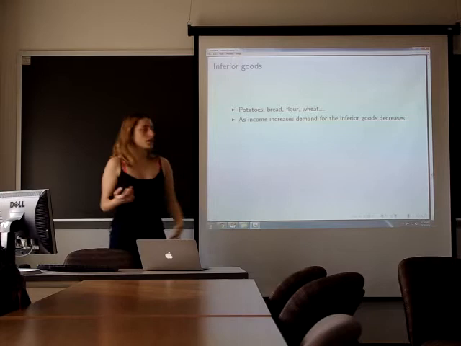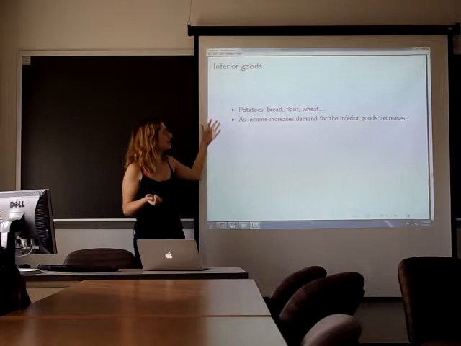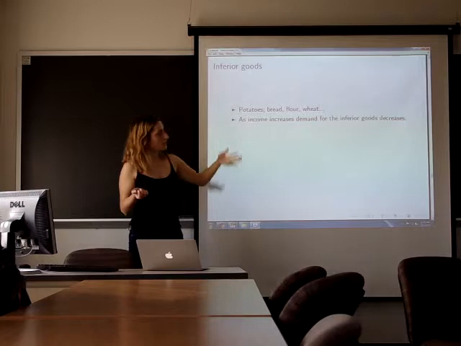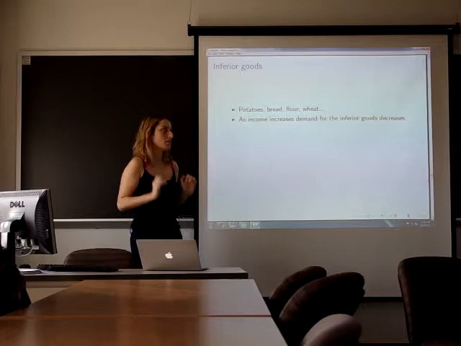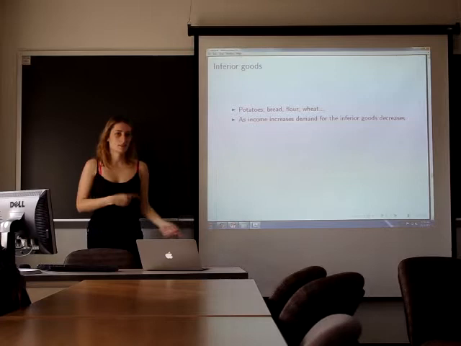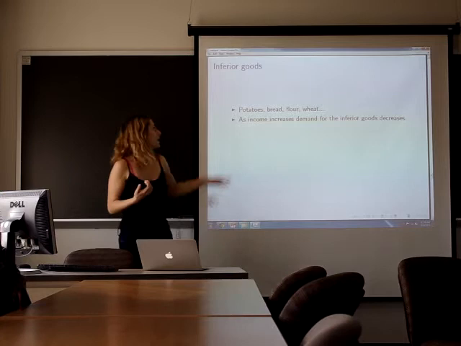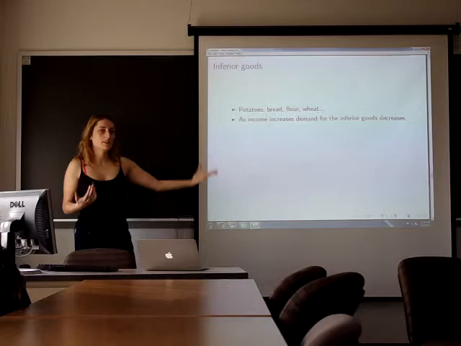And inferior goods can change depending on the person's point of view, but potatoes, bread, flour, and meat are usually considered as inferior goods because as income increases, demand for the inferior good decreases. So, as your income increases, your demand for inferior goods decreases. You should expect the other way around. I like potatoes, but in times of famine, people usually buy potatoes more.